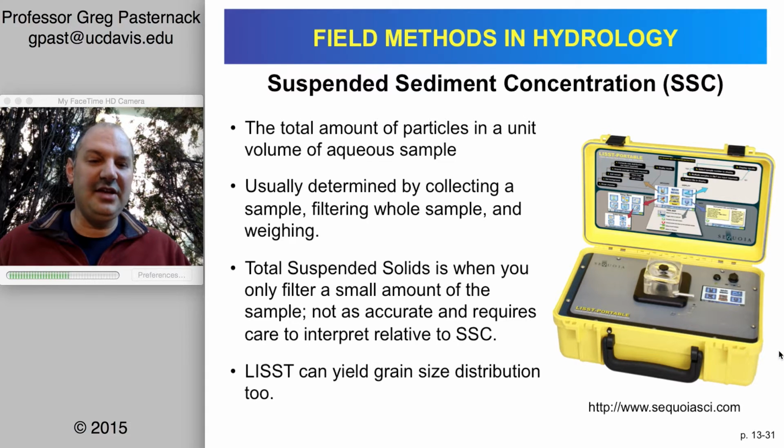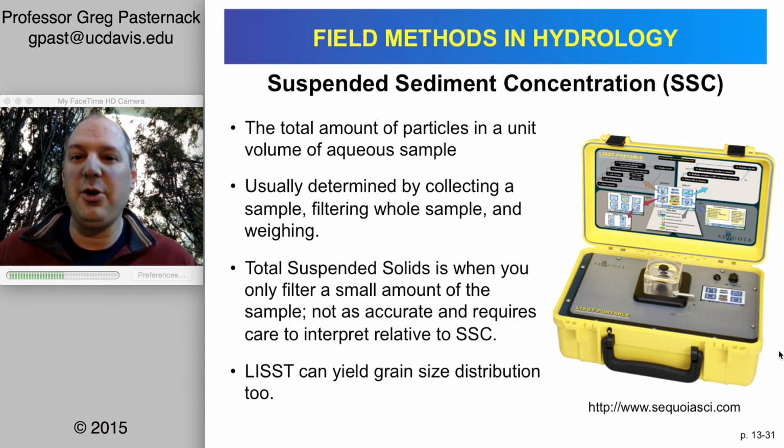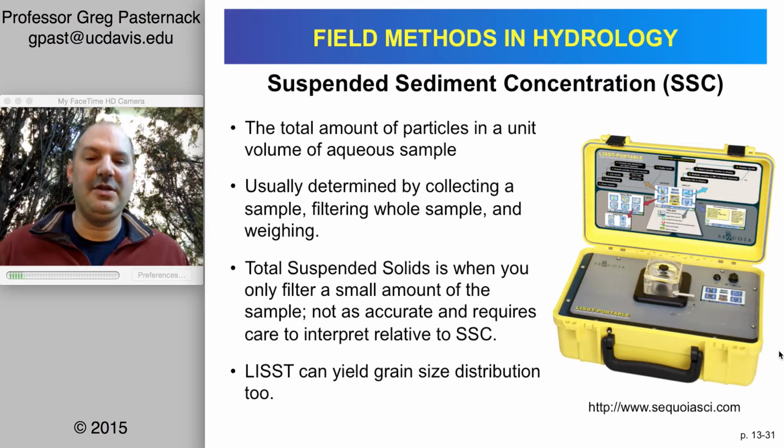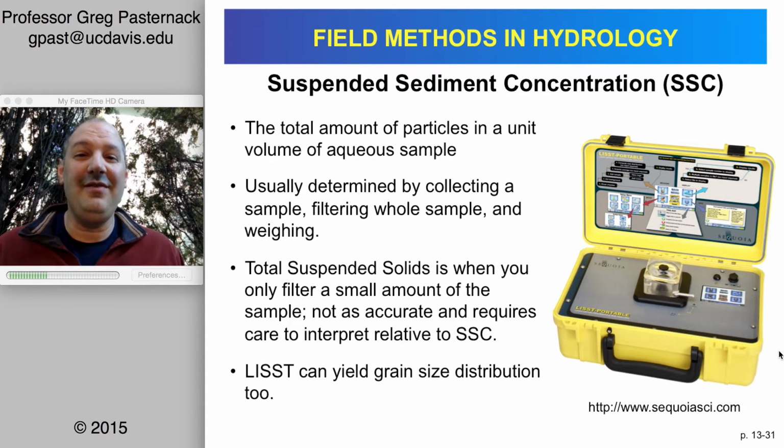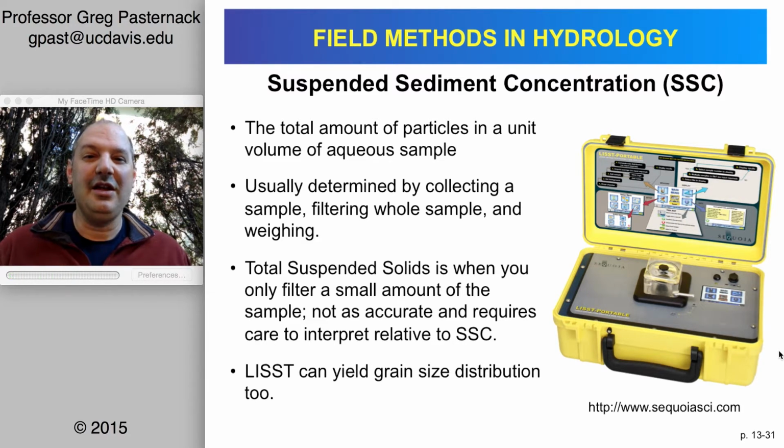Suspended sediment concentration is the next water quality constituent. We've already talked about it a little bit from the case study in part 1, but suspended sediment concentration is the total amount of particles in a unit volume of aqueous sample. These particles could be inorganic material or organic material, so that's important to keep in mind. And when we say total amount, it's usually meant by weight, but you could also refer to it by volume or even a literal count of particles, depending on what technology you have for measurement.